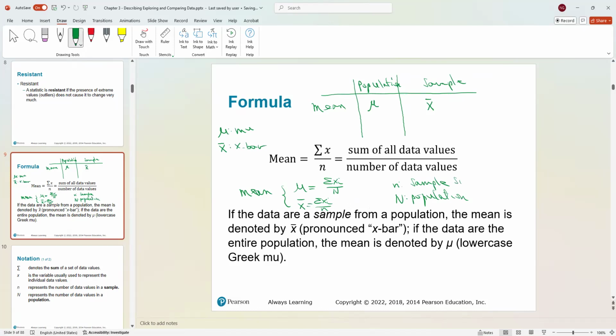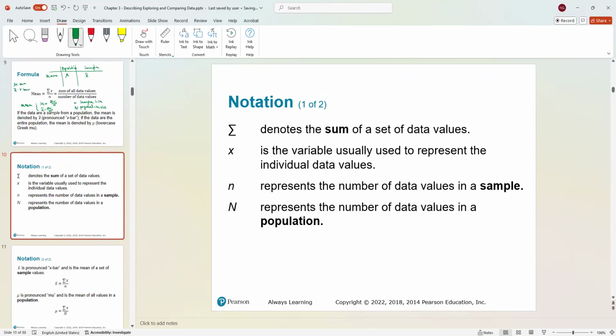Okay, sample size, population size. If the data are a sample from a population, the mean is denoted by X bar. If the data are the entire population, the mean is denoted by mu, the lowercase Greek mu.